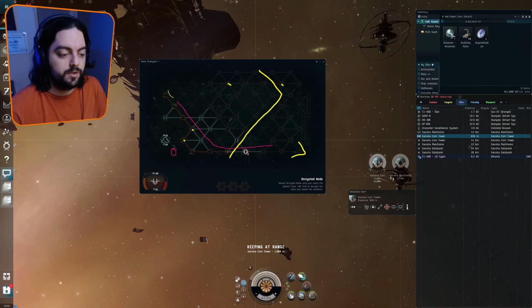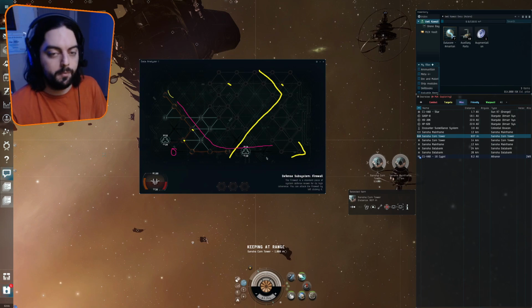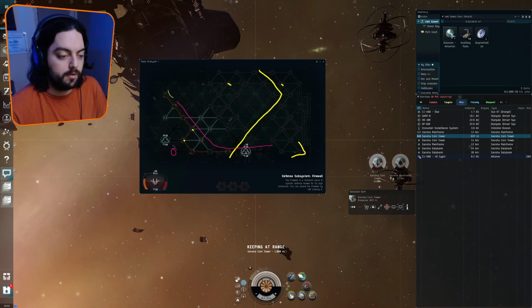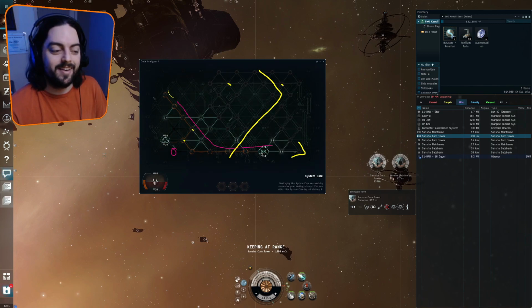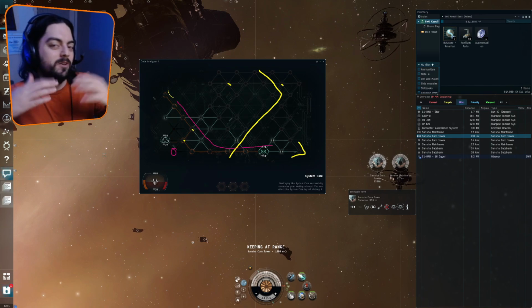Here we have 2, 2, and a harmful node, but it's not too harmful, and it is in our way, and also the core could be right here. So we're going to take this one out. So now we have 1, and there we go. There's the core.